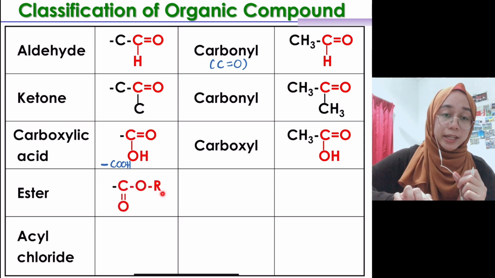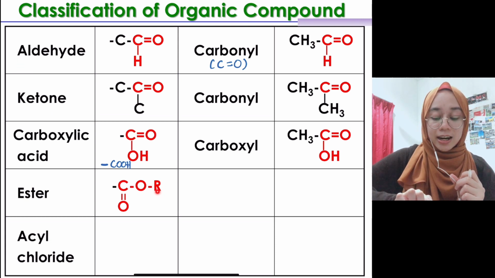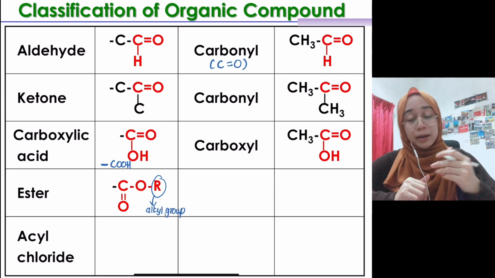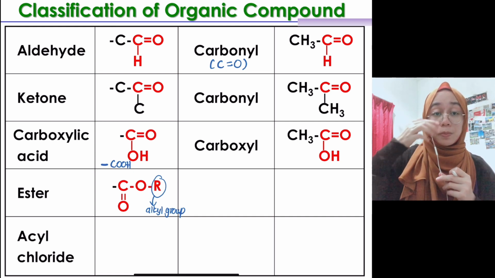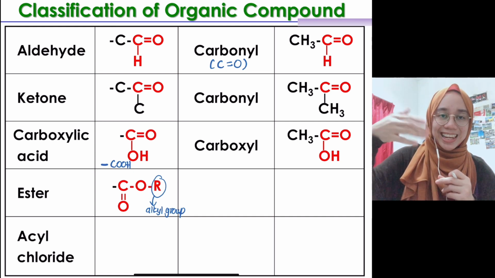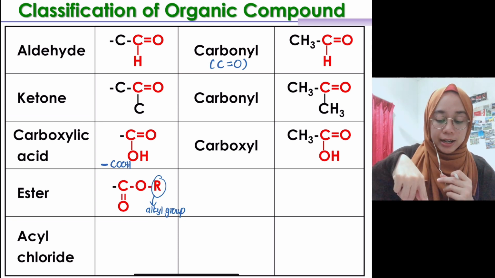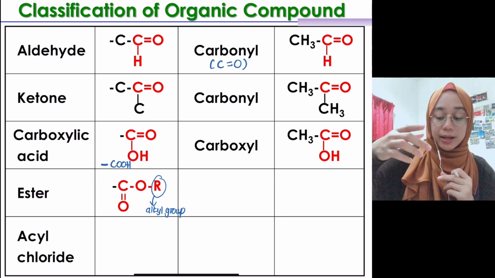R kat sini sebenarnya adalah C lah. Okay, R kat sini merujuk kepada alkyl group. Ini kita panggil sebagai alkyl group. Alkyl group kat sini ada banyak. Nanti kita belajarlah pasal alkyl group ni. Alkyl group boleh jadi methyl, ethyl and so on. Tapi just keep in your mind that R dekat sini adalah carbon. Okay, carbon. Another carbon lah dekat situ.